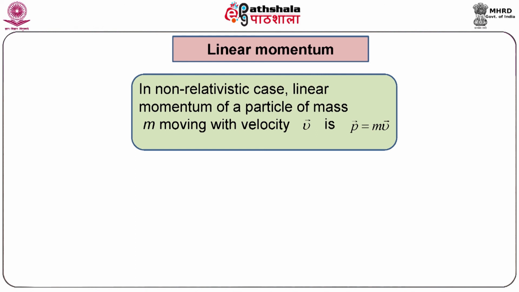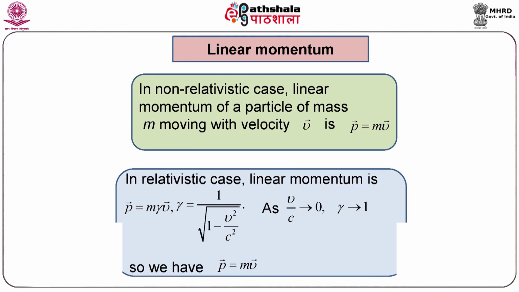Let us discuss the linear momentum. In non-relativistic case, linear momentum of a particle of mass m moving with velocity v vector is given by mass into its velocity. If we denote the linear momentum as p vector, then we get p vector is equal to m into v vector. This is a vector quantity, m is a scalar, so linear momentum is a vector quantity.